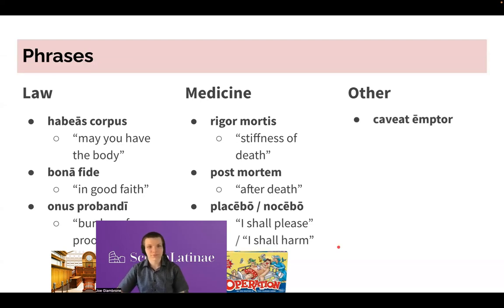And then there's some other common phrases that you've probably heard of. Caveat emptor, if you ever go to a store and they might have this up, it just means let the buyer beware. It's good advice as well. Always be wary of what you're buying.